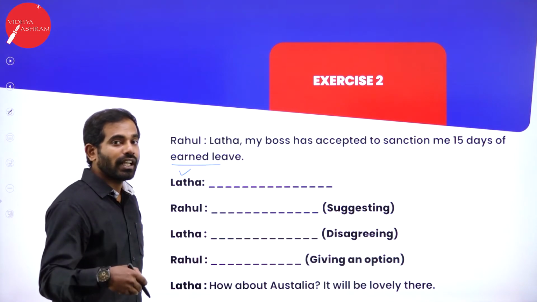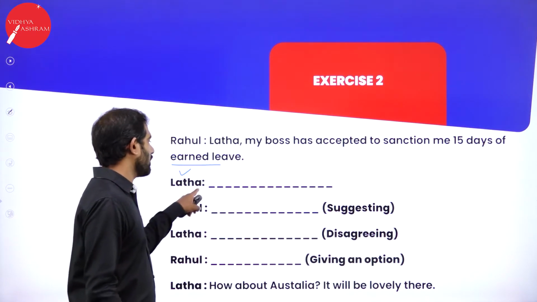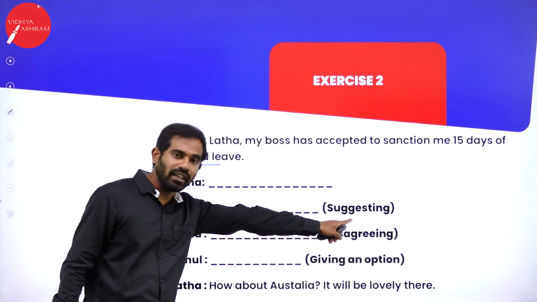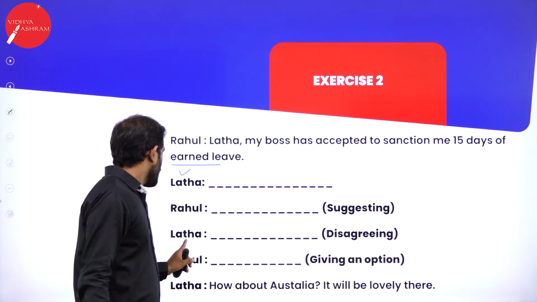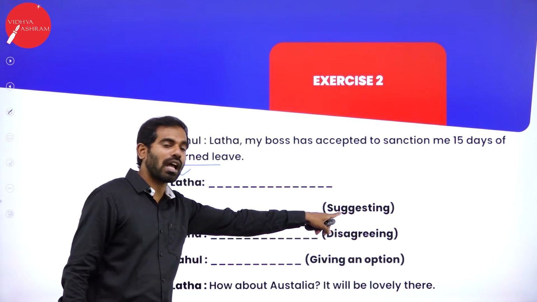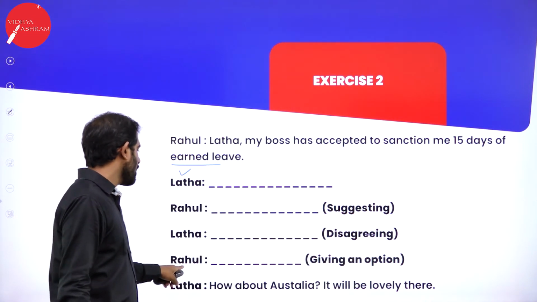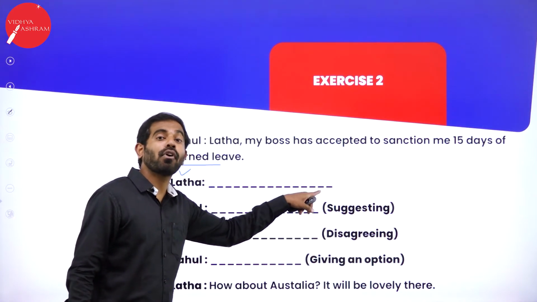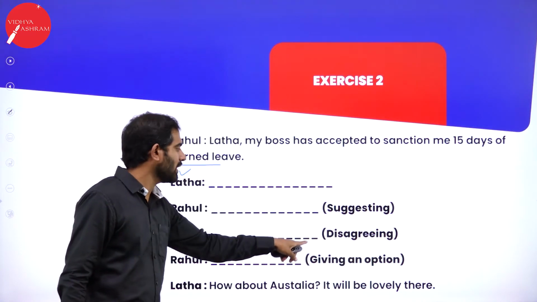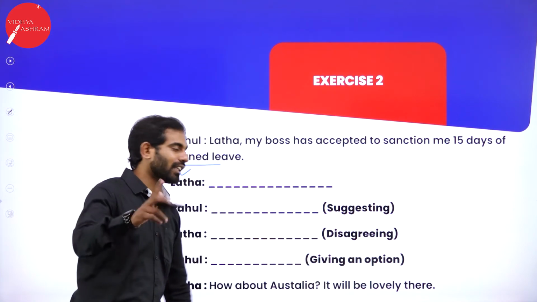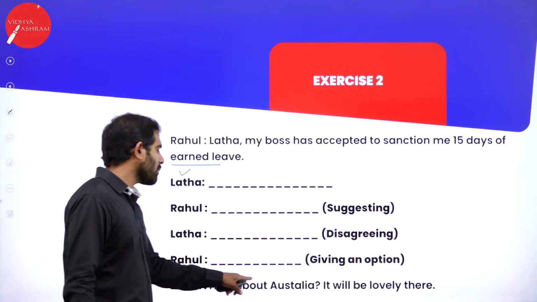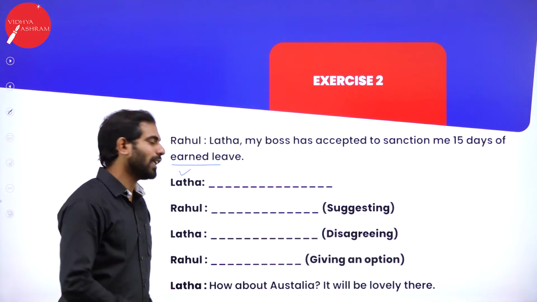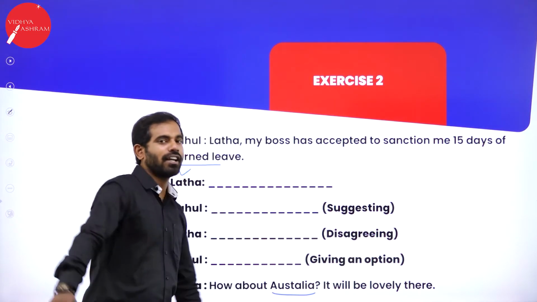Now, what is the first thing I told? Read the entire conversation. Lata, blank, we don't know what that is. Rahul says, he's suggesting. For the suggestion which was given by Rahul, Lata is disagreeing. Rahul says, giving an option. Just because his wife disagreed with the first option he told, he is giving a second option. And Lata says, how about Australia? It will be lovely there. This is very important, the word Australia.